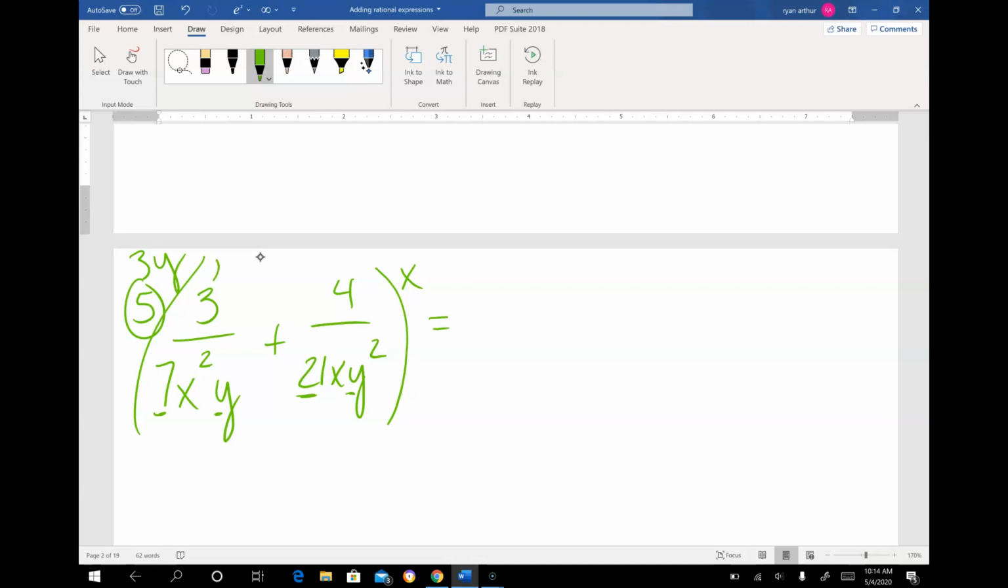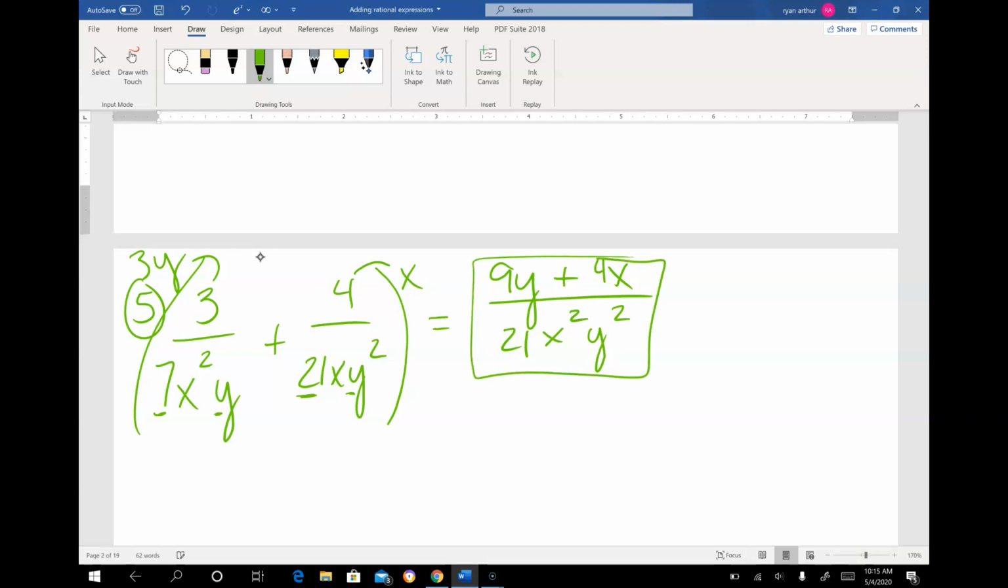Okay? So when I distribute, I get 9y plus 4x over, well, you're making your common denominator. What were you making your denominator look like? Well, I had to make that 7 look like a 21. I had to make this x look like an x squared. And I had to make this y look like a y squared. Now, 9, 4, and 21, they do not have a number in common. They do not all have y's. They do not all have x's. So guess what, guys? That is your answer. Okay?